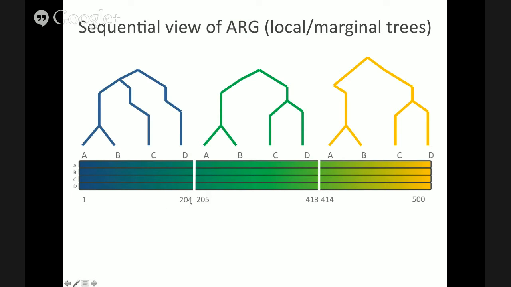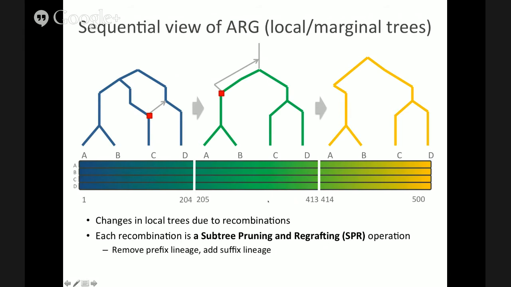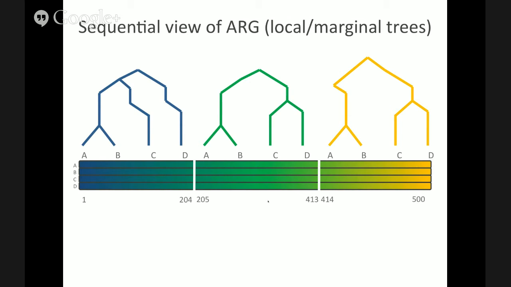And you can think of the recombinations as defining breakpoints in these alignments. So within each alignment here, say from bases 1 to 204, this is a non-recombining block. Every site in this block is described by this tree. All right? And so on for each of these other blocks. So we can see the trees differ, but they share a lot of similarities, and that's because they are all subgraphs of a common ARG.